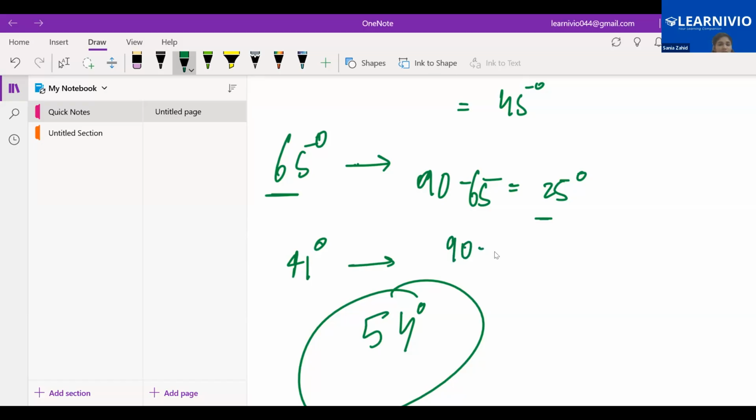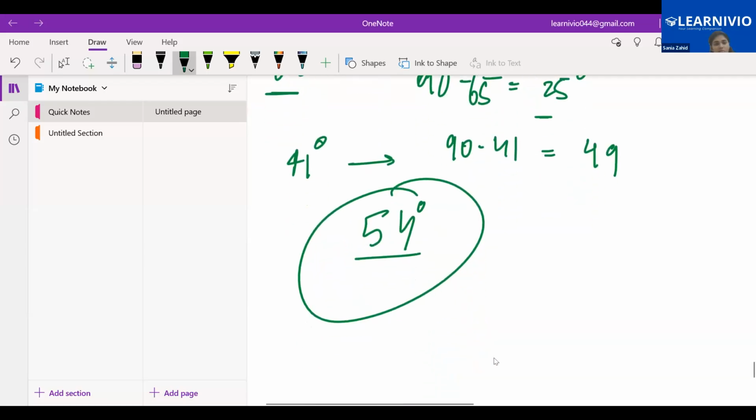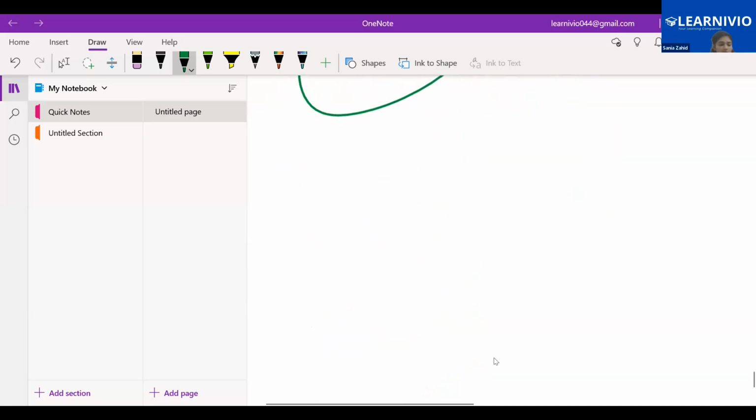So what is 90 minus 41? 49. So why are you saying 54? Because I subtracted it from 95 by mistake. Okay. Manha, what about you? Are you not able to understand? Ma'am, I said the answer. You were not audible.